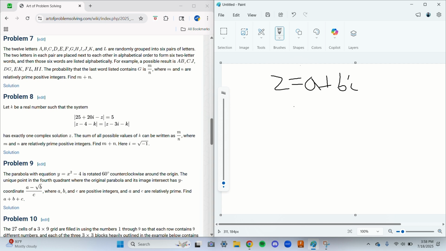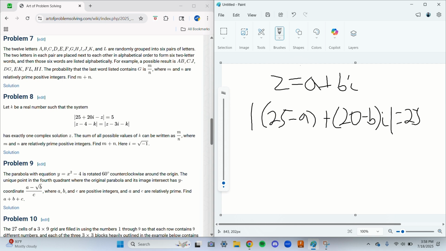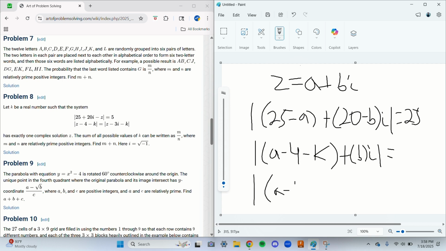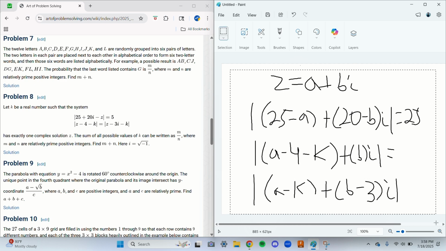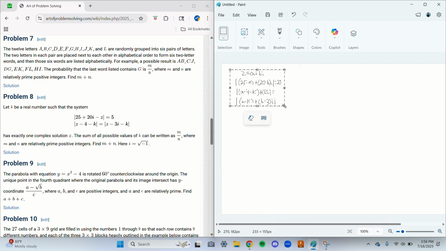So then what do we get? For the first equation, we get the magnitude of 25 minus a plus 20 minus bi equals 25. And for the second one, we get the magnitude of a minus 4 minus k plus bi equals the magnitude of a minus k plus b minus 3i. Again, we established what magnitude means, so now we can get away from these wonky absolute value bars and actually have equations we can work with. So let's convert this into equations.